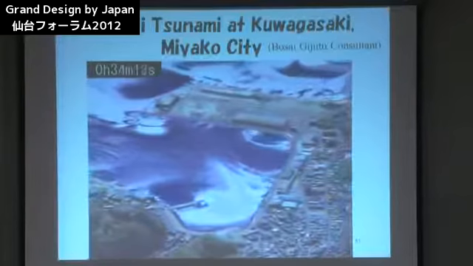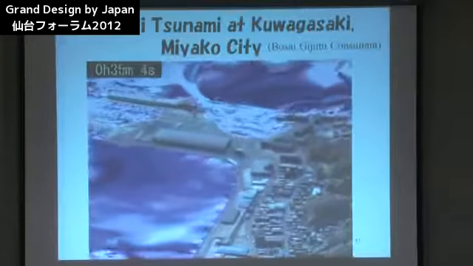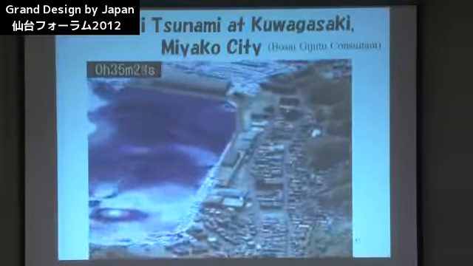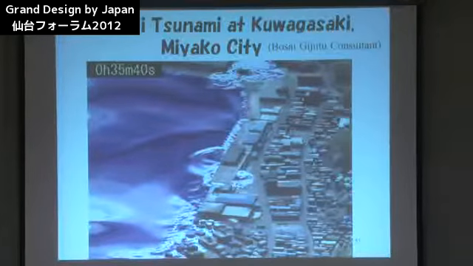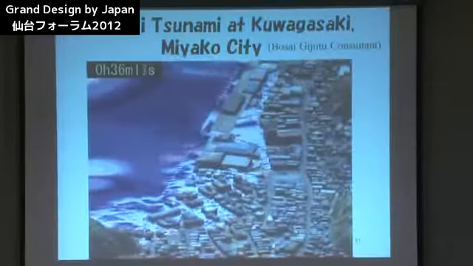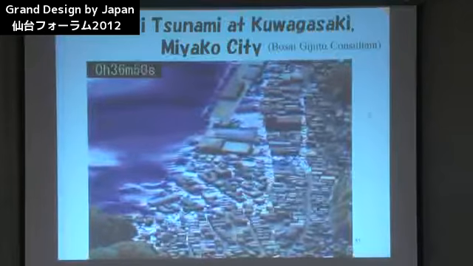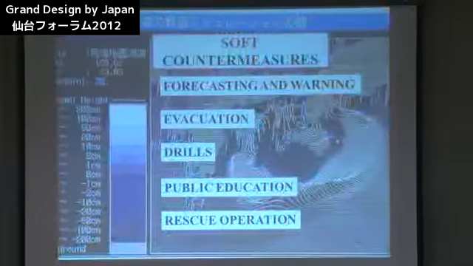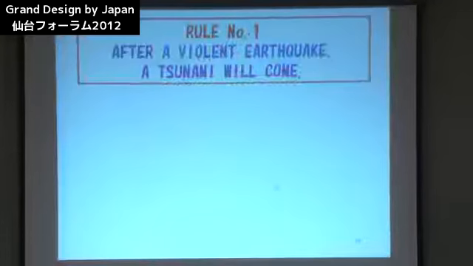Well, you see, here tsunami can easily pass through like this, but here, only through this narrow street can the tsunami enter. Therefore, the tsunami force here is not so strong. So the soft countermeasures are forecasting and evacuation, or public education and so on.